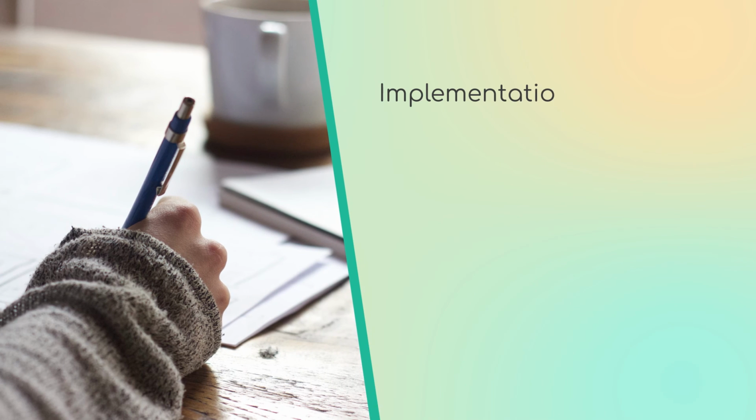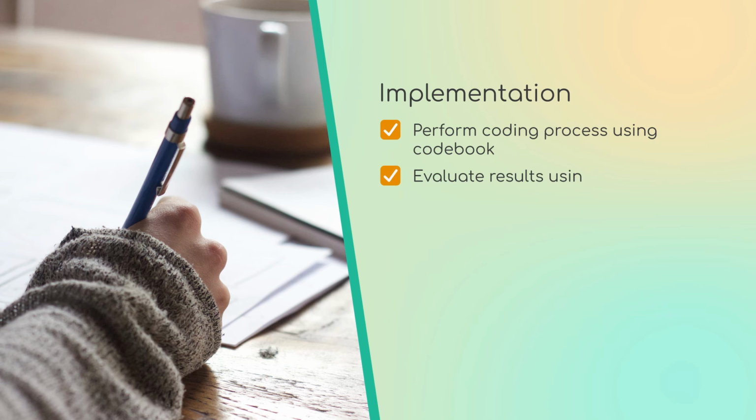In the implementation stage, you finally carry out the coding process using your codebook and then evaluate the results with reference to your initial hypothesis or research question. The evaluation is done by calculating frequencies or correlations between the different variables using quantitative evaluation methods. The most important quantitative evaluation methods include frequency analysis, valence and intensity analysis, and contingency analysis.